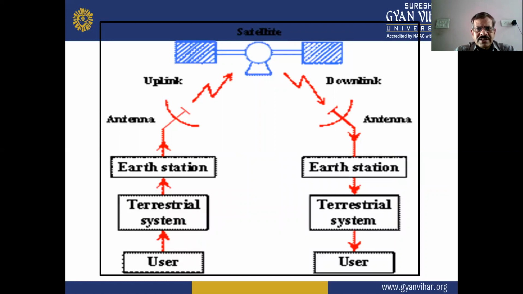So in a satellite there are uplinks and downlinks, and an antenna also at the Earth stations. In the uplink, the user sends information through the terrestrial system to the Earth station, and the Earth station, with the help of a transmitter, transmits with the help of the uplink. And in the downlink, an antenna receives the signal at the Earth station, then the terrestrial system and users. So this is the basic satellite structure.